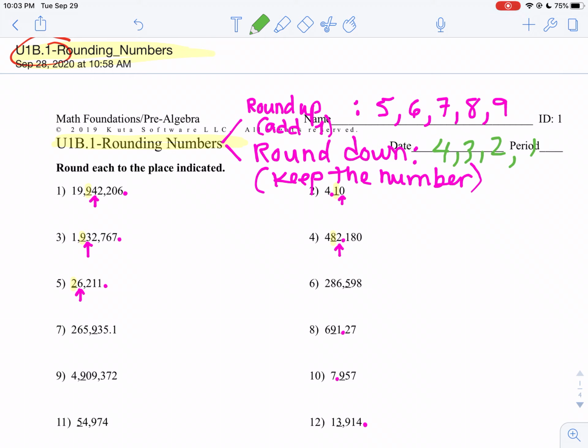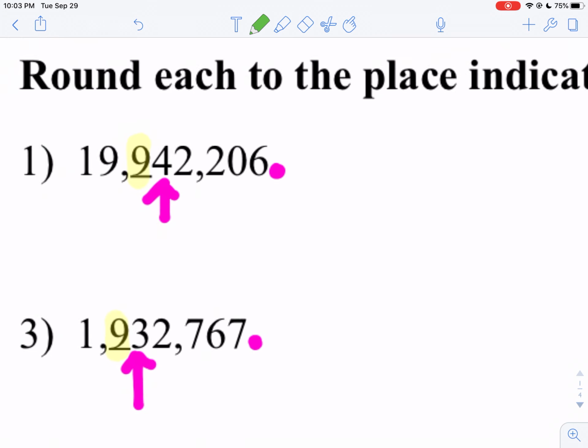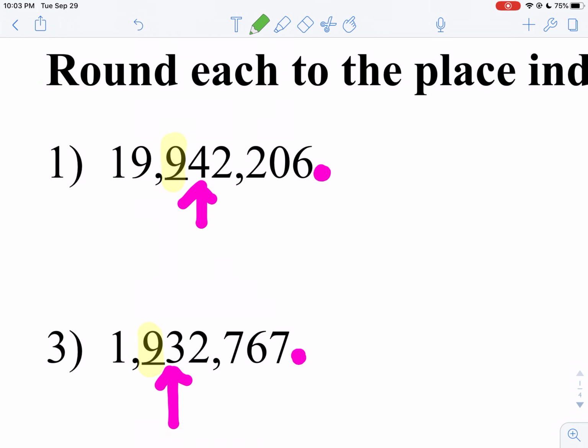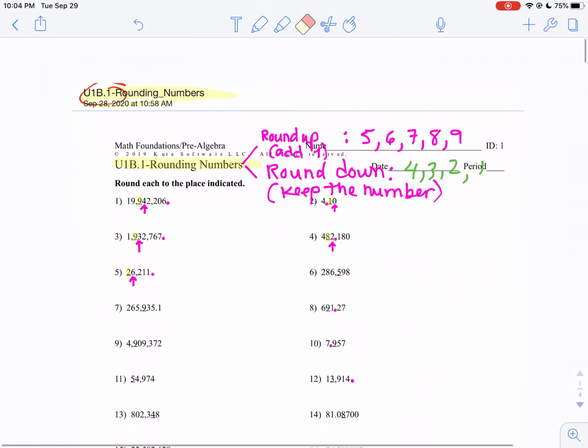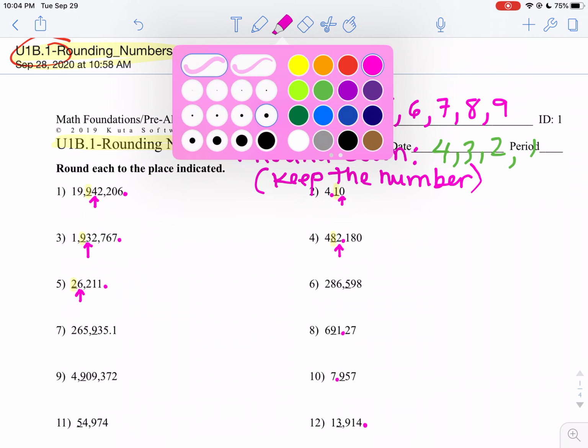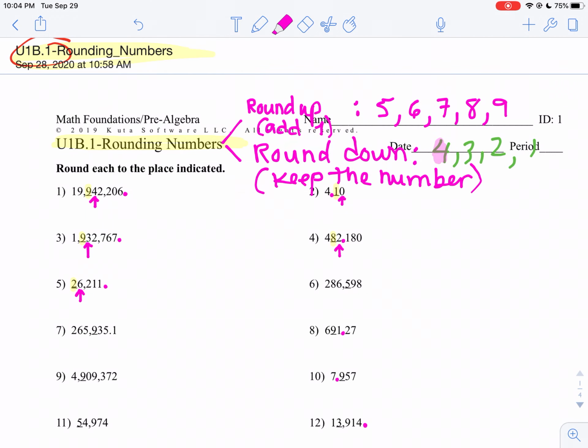Only 2 of them. So again, let's look at our problems. You round up if the number above the arrow is a 5, 6, 7, 8, or 9. You round it down if the number is 4, 3, 2, 1. If we look at number 1, we want to round that 9. I look to the right, and that's a 4. I look at my rules and I find 4 tells me to round it down, because 4 is right here, that's my 4 here. So I need to round it down.